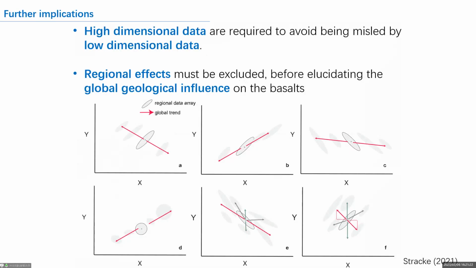So in conclusion, these studies give us two implications. If we try to catch the global trend from the global data set, two things should be kept in mind: we should use as much high-dimensional data as possible to avoid being misled by low-dimensional data, and the regional effects on the results should be excluded before asserting that the trend we observed is the real global trend. So that's all I want to share today. Thank you, and let's go for discussion.